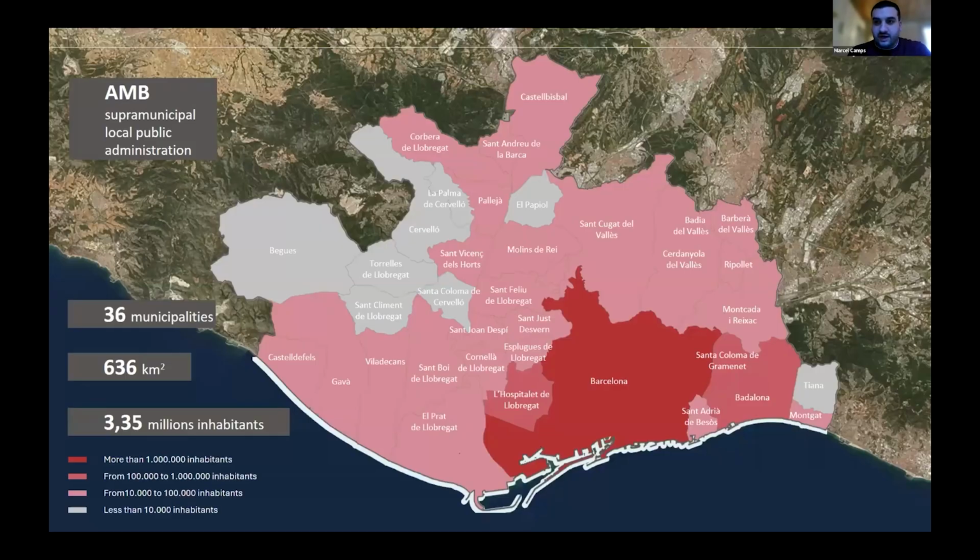A quick overview, as many of you may know: we are 36 municipalities in a very, very small area, 636 square kilometers, and we are 3.3 million people.